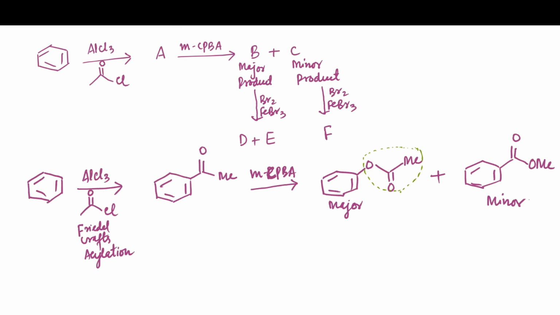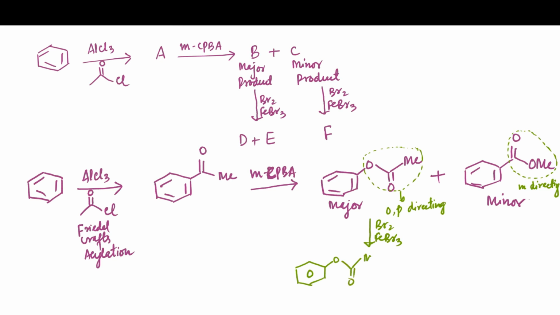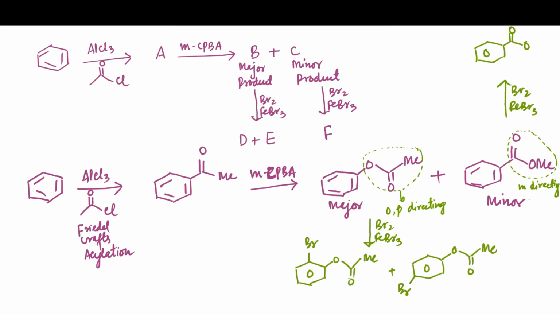This acetate group is ortho-para-directing, whereas this carboxylate is meta-directing group. Therefore, bromination of phenyl acetate forms two products, ortho and para-brominated products. Whereas methyl benzoate under similar conditions forms only meta-substituted product. Thus these products in the reaction sequence can be designated as, this is A, which gives B and C. B gives D and E, whereas C gives only F.